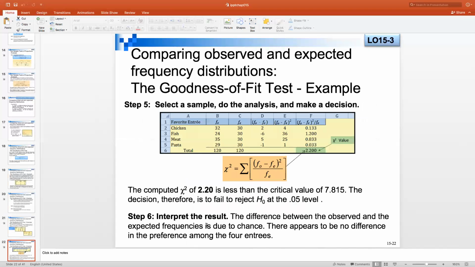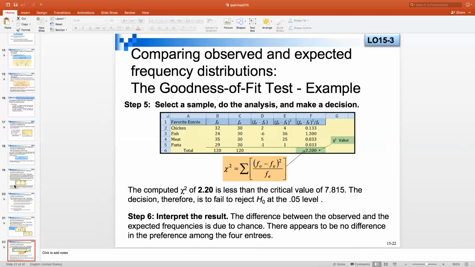Perhaps you happen to ask a group of people who lean towards steak, but if you ask 120 more people, you may get people who don't. They lean towards chicken or fish instead. So there appears to be no difference in the preference among the 4 entrees.